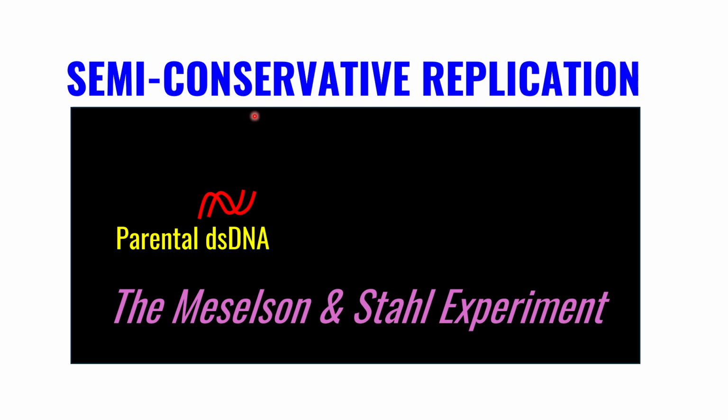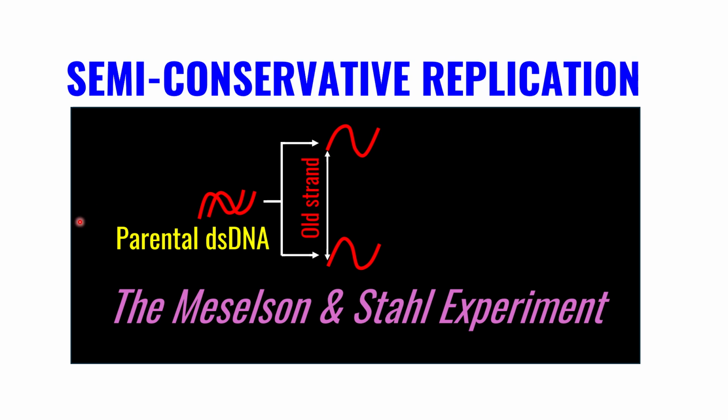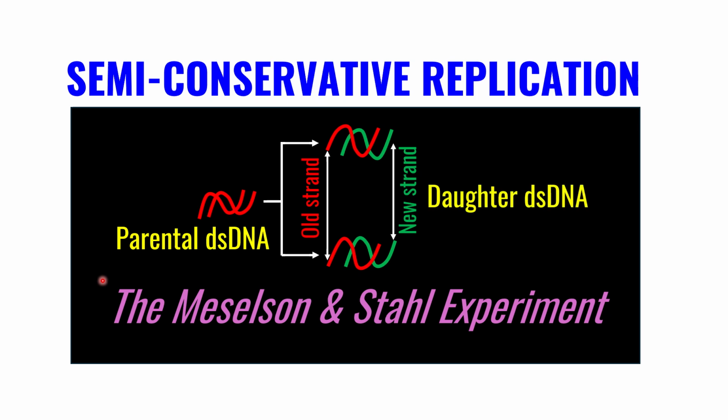Watson and Crick proposed that DNA replicates in a semi-conservative manner, meaning that each daughter double-strand DNA molecule consists of one original parental or old DNA and one newly synthesized strand of DNA. This hypothesis was experimentally confirmed by Meselson and Stahl in 1958.